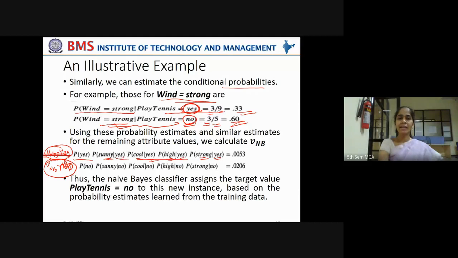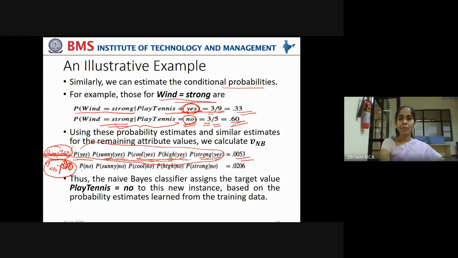You have already calculated when wind is strong and the outcome label is yes. You know that it is 0.33. In the same way, this you may get as 0.57, something like that, and so on. Substitute all of them. Multiply all these terms. Finally, you will get the probability 0.0053. Again, calculate V_NB when the outcome label is no.